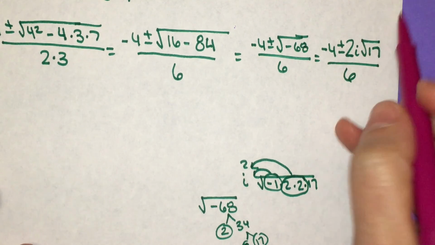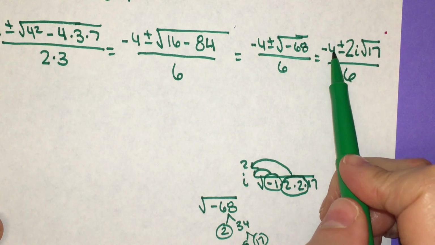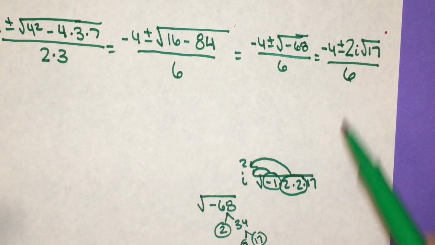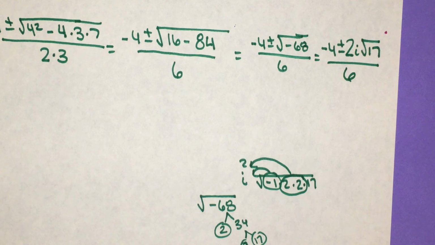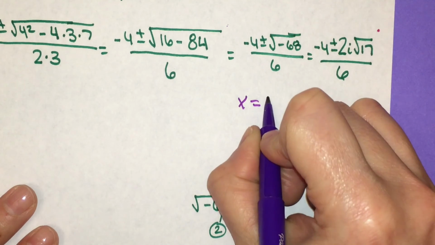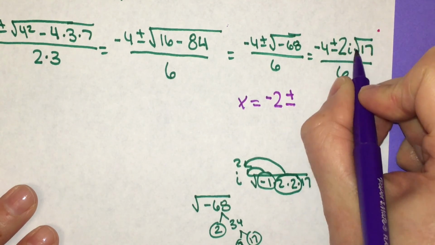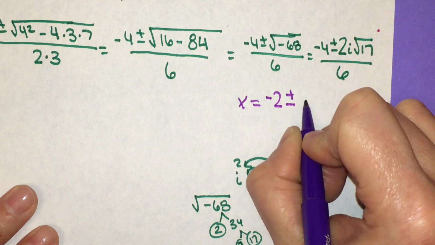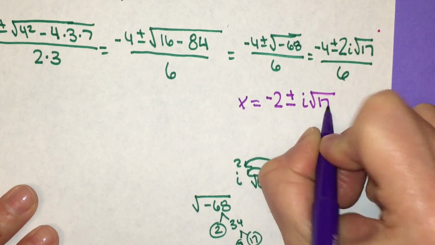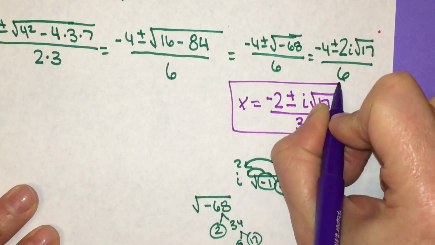And that, oh, I can actually reduce it. So we have 4, a 2, and a 6 as all of our numbers in each term. So we can divide them all by 2. So that means x is equal to negative 4 divided by 2 is negative 2, plus and minus 2i times the square root of 17 divided by 2 is just i times the square root of 17. Over 6 divided by 2 is 3. So there is our final answer.